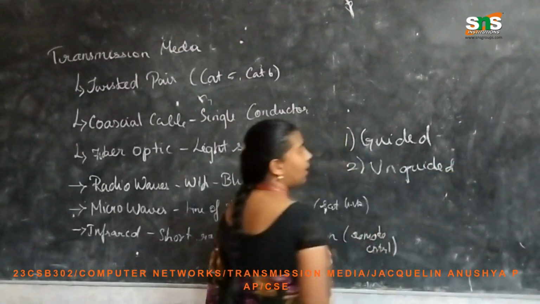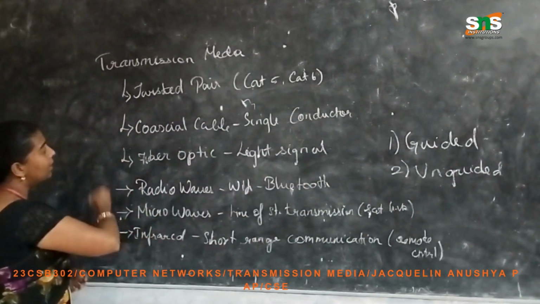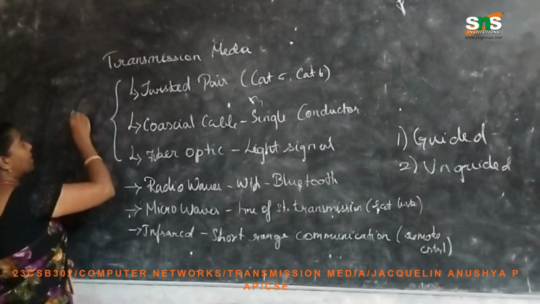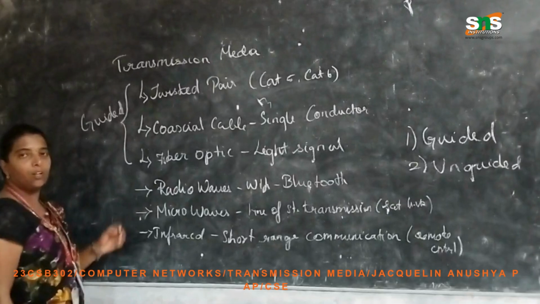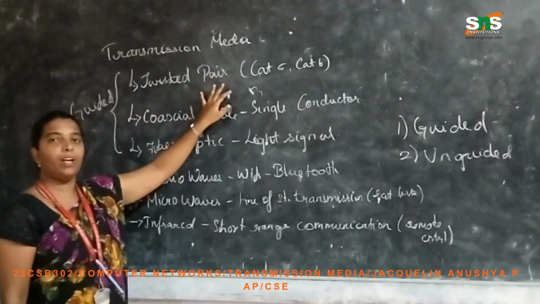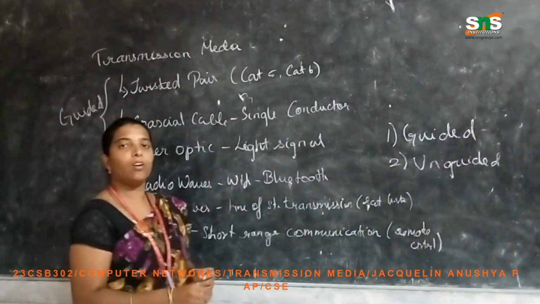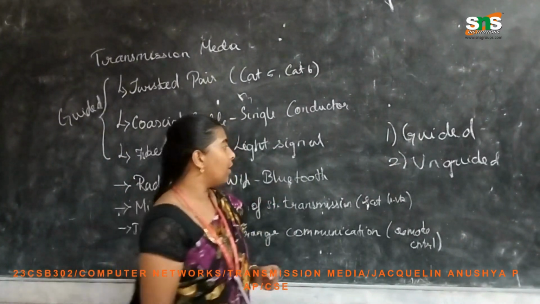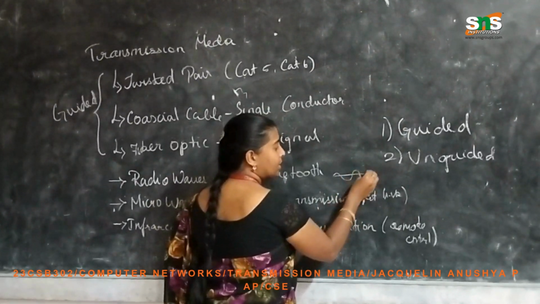In guided transmission media, you will have three types of cables through which the transmission happens. We are just calling this guided transmission media. The first one is the twisted pair transmission media, where the cables are twisted or interlinked with one another. If this is your cable, the pair of cables will be twisted.